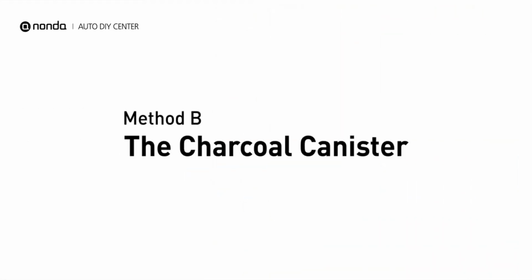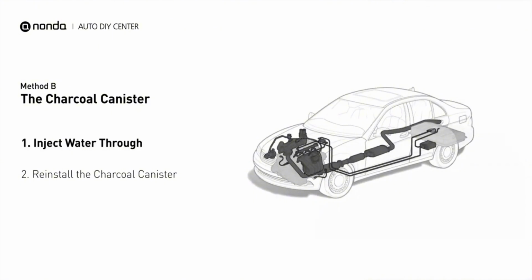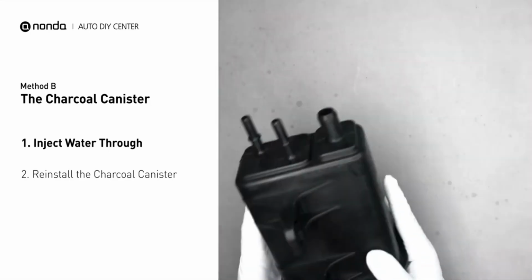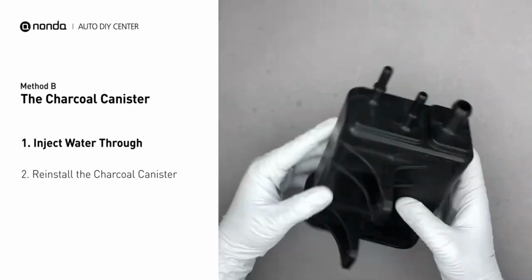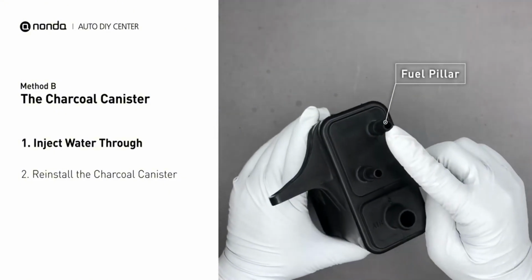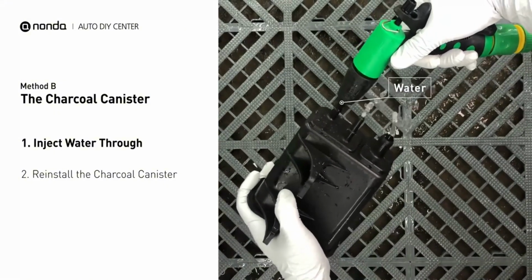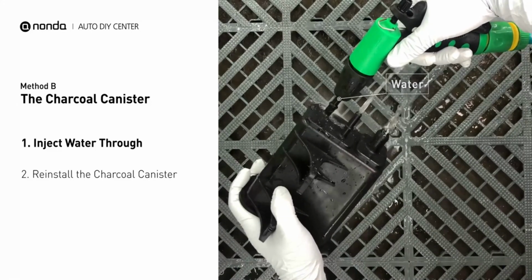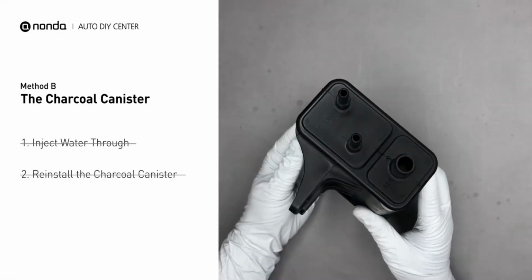Method B, the charcoal canister. Most fuel vapor canisters can be located on the driver's side of the vehicle close to the rear tire. First, carefully remove the charcoal canister from your car. Locate the fuel pillar. Inject water from the fuel pillar to clean the charcoal canister through. Reinstall the charcoal canister back in your car once it gets dried.